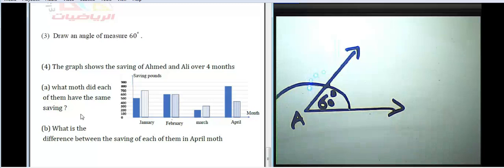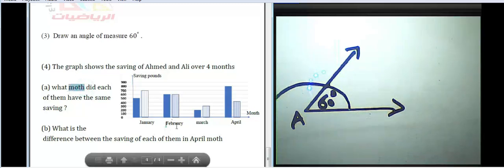Okay. Question number 4. The graph shows the savings of Ahmed and Ali over 4 months. What month did each of them have the same saving? February. Write February.